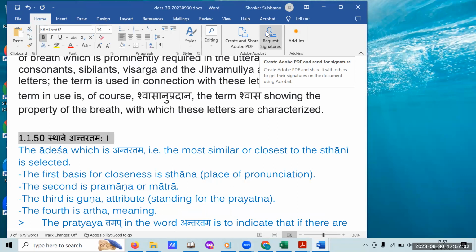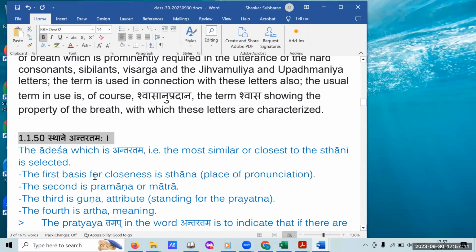Closest to the sthani. We will see examples, it will become clearer as we see them. So now the basis for the closeness are what? Primarily we look at, one is the sthana. Sthana is what? The Jihwa Mula or Talu, all those which we saw earlier is Sthana. Then the second is called Pramana, of which we are not going to look at an example right now.